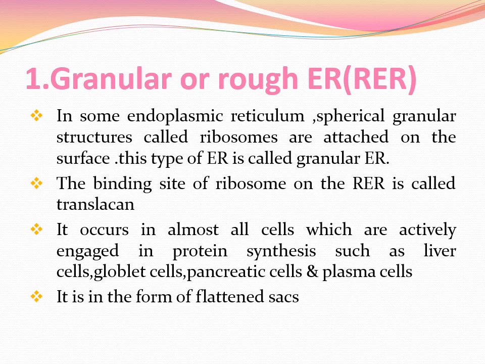In some endoplasmic reticulum, the spherical granular structure called ribosome is attached on the surface. So when it is attached on the surface of endoplasmic reticulum, then it is said to be granular endoplasmic reticulum. The binding site of ribosomes on rough endoplasmic reticulum is called translocon and it occurs in almost all cells which are actively engaged in protein synthesis, such as liver cells, globular cells, pancreatic cells and plasma cells, and it is in the form of flattened sacs.